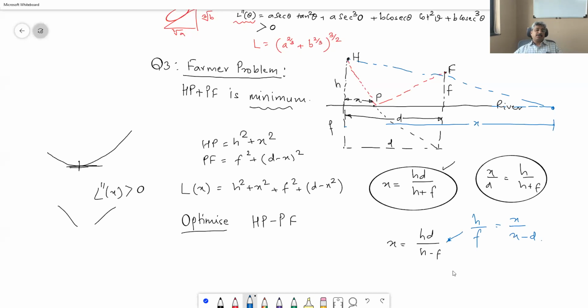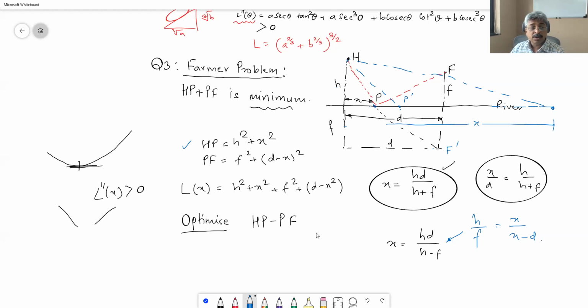So it is difference of two sides. Difference of two sides of the triangle. And in geometric proof, basically this is the point P which is collinear with H and F dash, which is a reflection of F in the river. And by triangle inequality, for any other point P dash, you form a triangle H P dash F dash. Therefore, HP dash plus P dash F dash is always going to be greater than HP plus PF dash. But HP plus PF dash is equal to HP plus PF. That is what is the minimization.